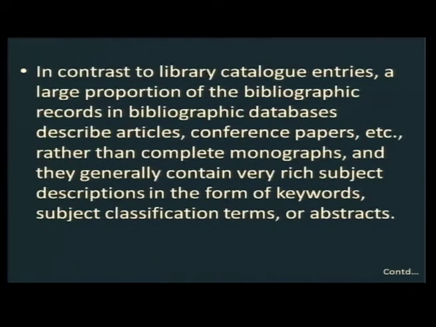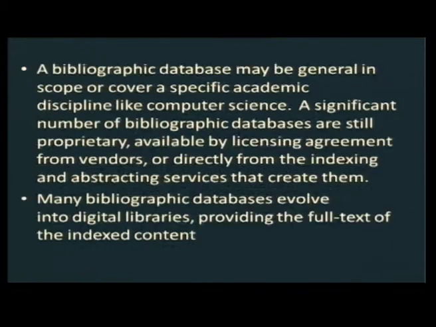In contrast to library catalog entries, a large proportion of the bibliographic records in bibliographic databases describe articles, conference papers, etc., rather than a complete monograph, and they generally contain very rich subject descriptions in the form of keywords, subject classification terms or abstracts. A bibliographic database may be general in scope or cover a scientific academic discipline like computer science. A significant number of bibliographical databases are still proprietary, available by licensing agreement from vendors or directly from the indexing and abstracting services that create them.